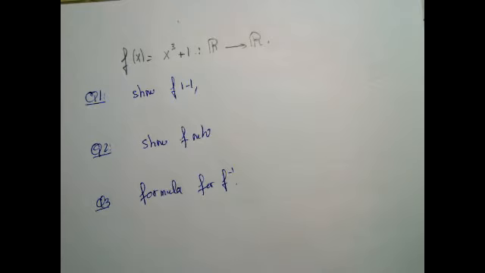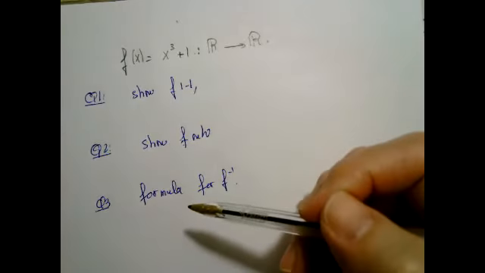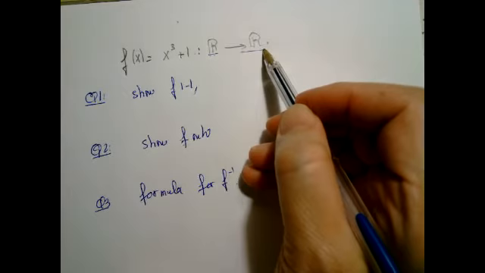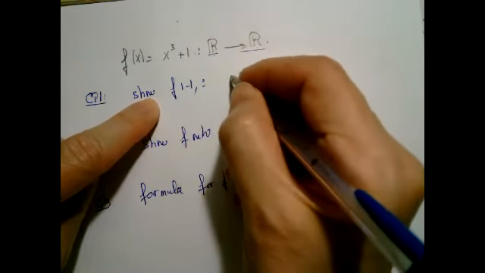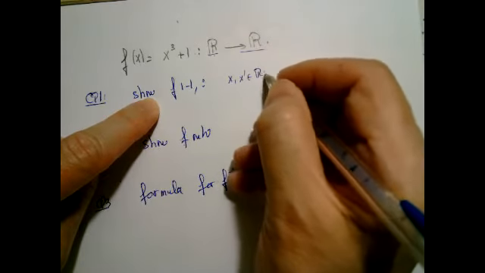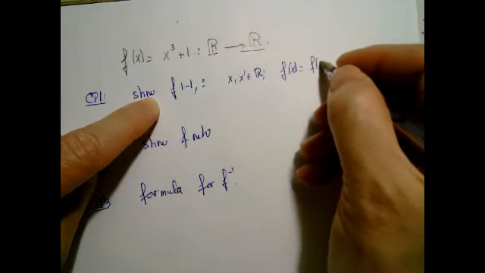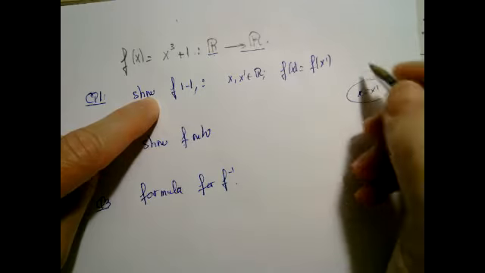Okay, this takes you back to pre-calculus where you've done this stuff. But now we have to make sure that our conditions are satisfied. So my domain is R, my codomain is R. So we have to be very careful with domain and codomain. Show f is 1-to-1. Okay, it means let x prime be in R such that f of x equal to f of x prime. And I want to conclude x equal x prime.